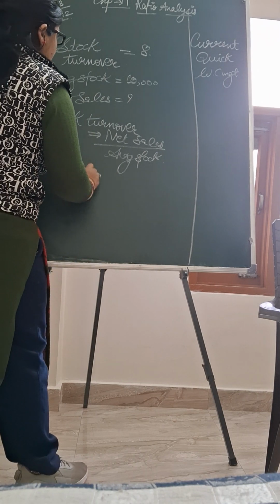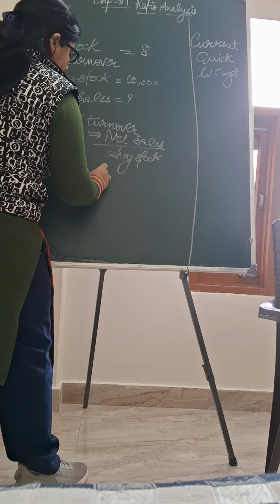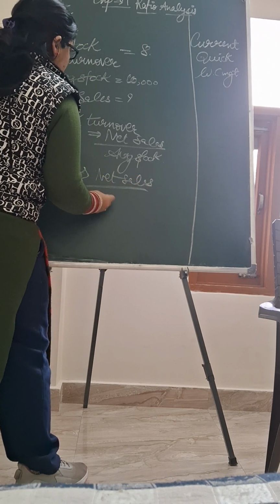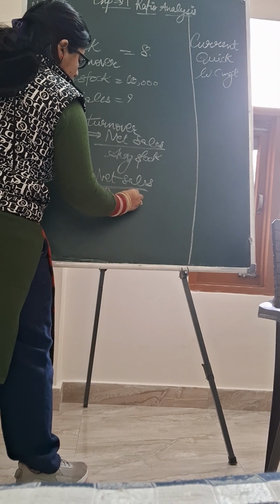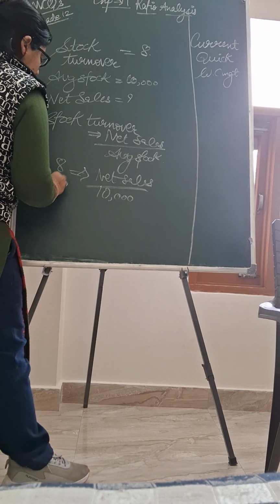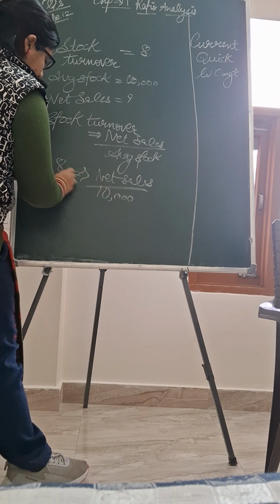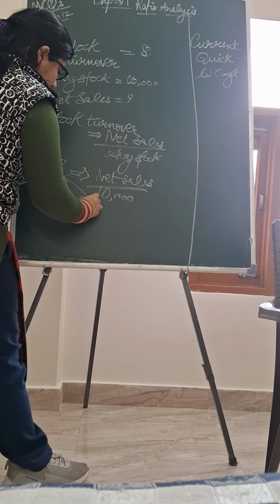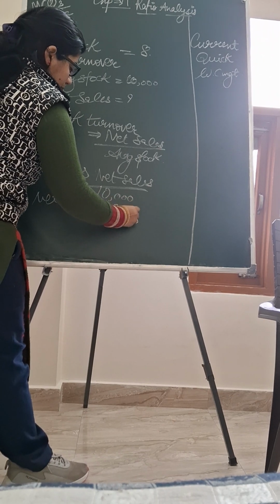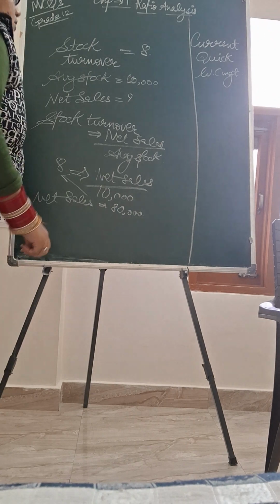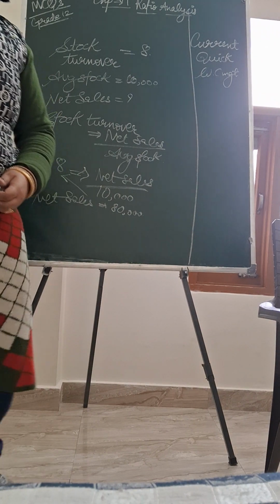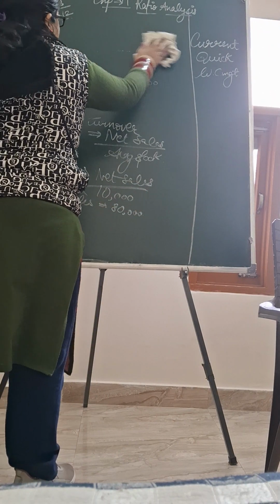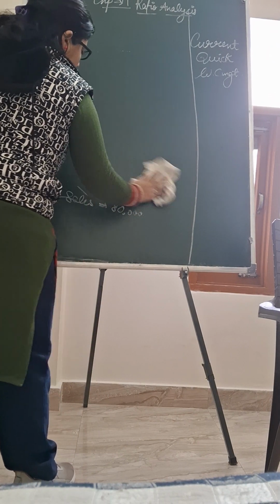So net sales is how much? Net sales we have to find out. So we will write it. Average stock is 10,000, and stock turnover is 8. Easily you can cross multiply these two. And net sales is how much? 80,000. So this is the easiest formula for the stock turnover ratio. Then after stock turnover ratio, we are talking about these ratios.